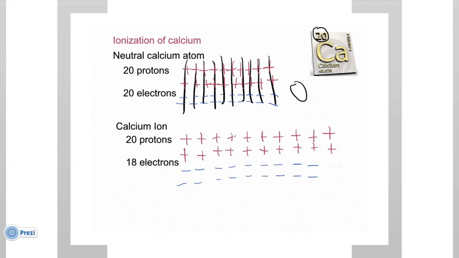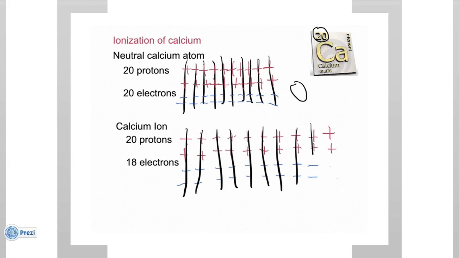Now, the calcium ion lost its 2 outermost electrons, so even though it still has 20 protons, it only has 18 electrons. And what happens is, when the positive charges cancel out the negative charges, we have some extra positive charges left over. So here we have 2 positive charges left over. So it has a charge of +2. So when we write the symbol for the calcium ion, it's Ca2+.